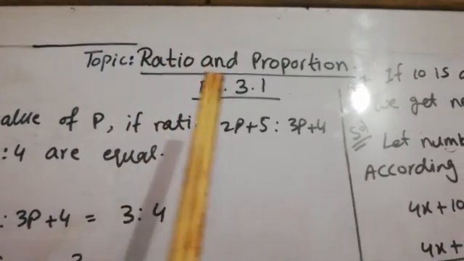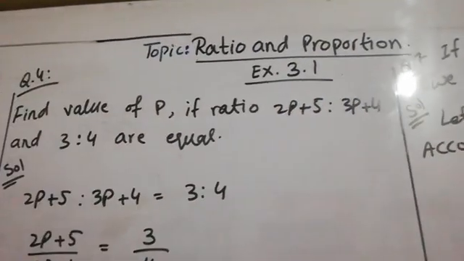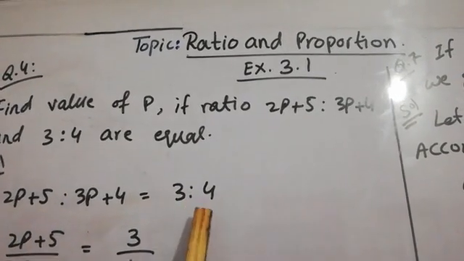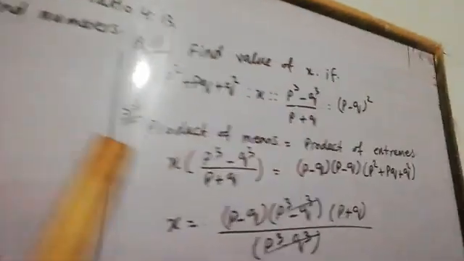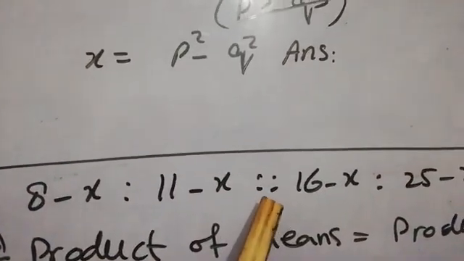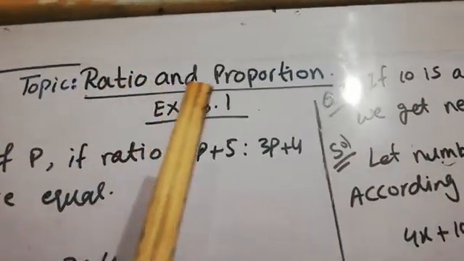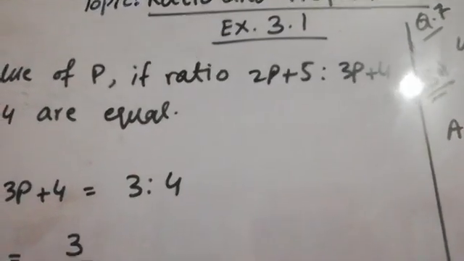And the proportion actually is the equivalence between two ratios. For example, if we have two ratios like this one, this is the first ratio and this is the second ratio. If we put the equal sign or we put four dots like this, then this is known as a proportion. Proportion actually is the equivalence of two ratios. Okay, and now we will move to our question number 1.